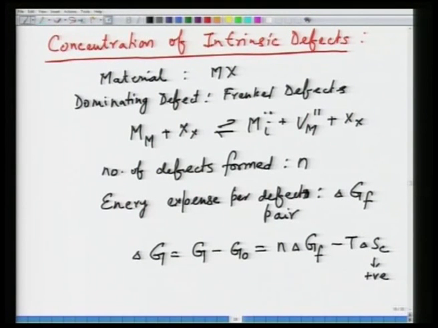Now, when you plot this delta G with respect to n, why are we going to do this? We are going to do this because we want to find out what is the equilibrium concentration. Now, equilibrium concentration will be achieved when this free energy change will be minimum. You can keep forming defects. Let us say you form n1 defects, n2 defects, n3 defects, n4 defects, etcetera. Now, all these concentrations are not going to be stable. Only one particular concentration is going to be stable, at which delta G is going to be minimum.